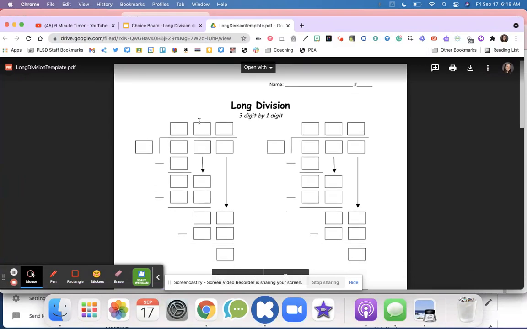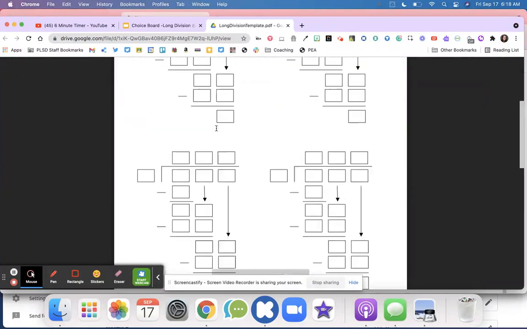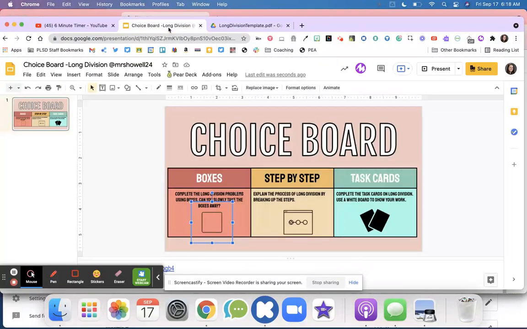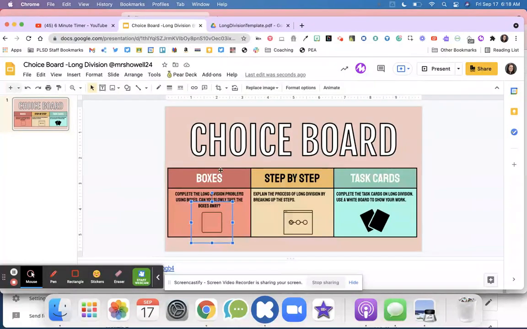So there's a couple different problems on this PDF. This would be on paper, and then the students can solve by putting their work in the boxes to kind of model and walk through the steps. So that could be one option that the students could do. And again, you would print this and then they would be able to walk through each of the different steps of the long division problems on paper.